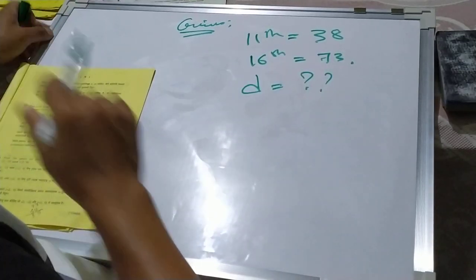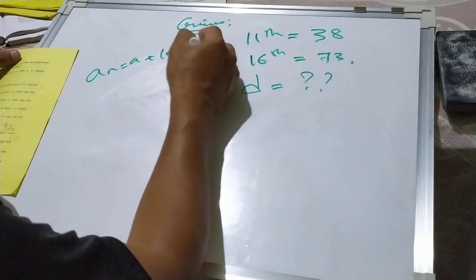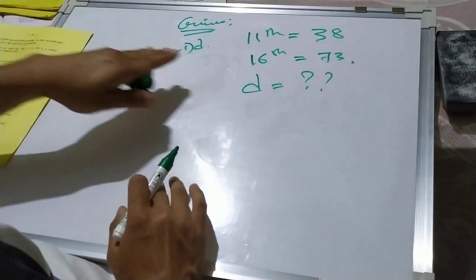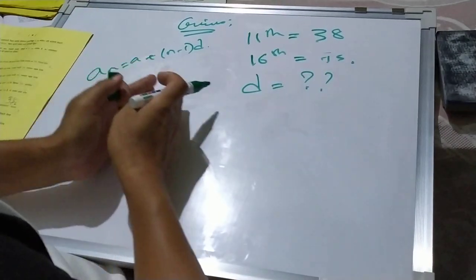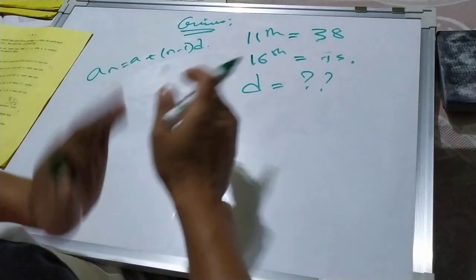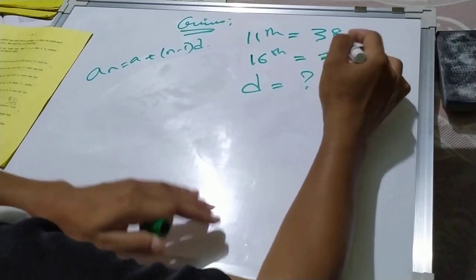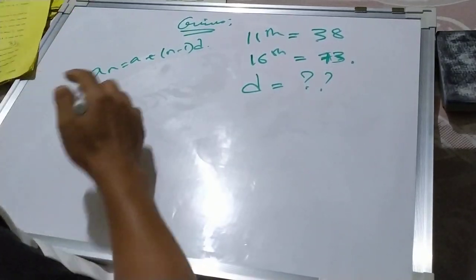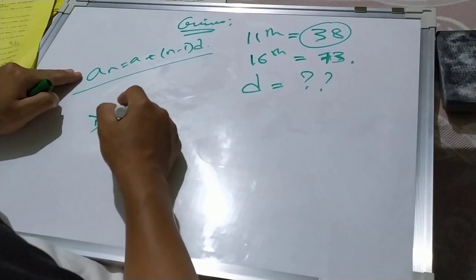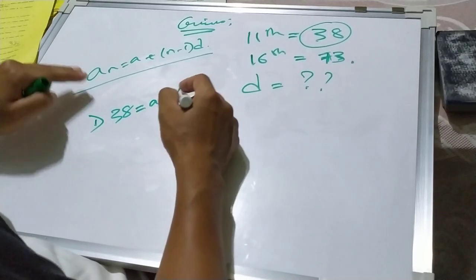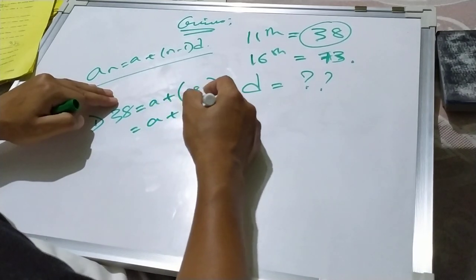The formula is a n equal to a plus n minus 1 d. For the 11th term, n is 11, and a n is 38. For the 16th term, n is 16, and a n is 73. So a n is 38, which means 38 is equal to a plus 38 minus 1 d, that is a plus 37 d.